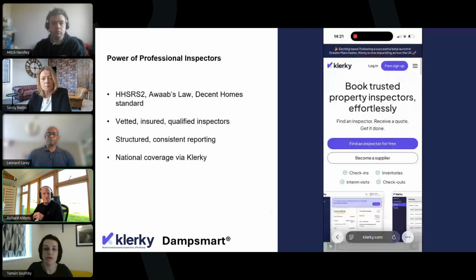And moving on to the next one, the power of professional inspectors. With the Housing Health and Safety Rating System that's currently in play, that was released originally in April 2026, that is now being evolved into an HHSRS2 framework. And the talk is that the 29 hazards as it currently is will be condensed down into 21 hazards with a more simple traffic light system.